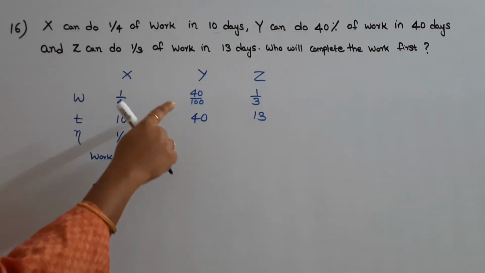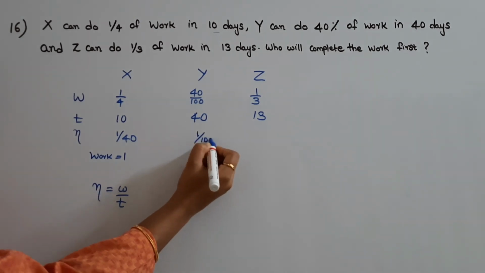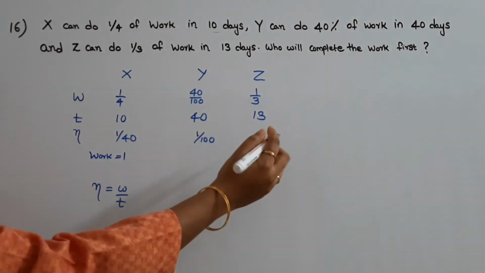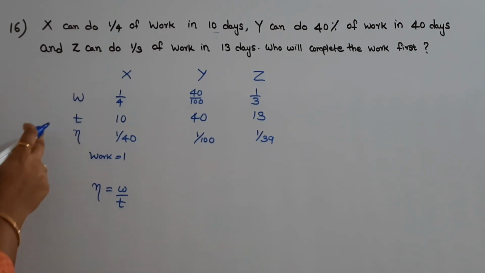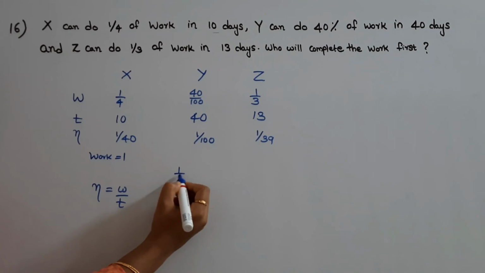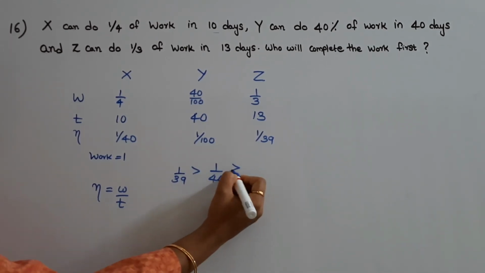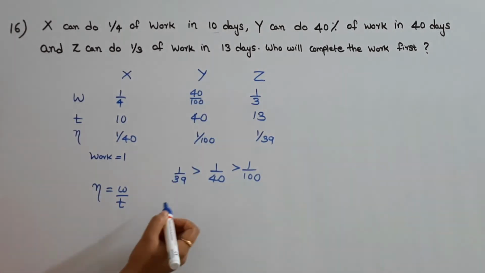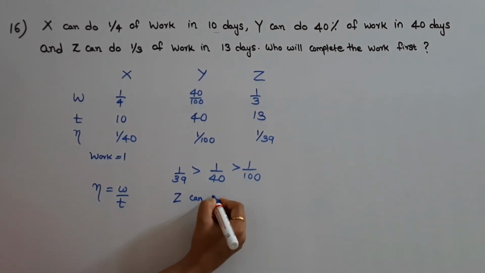Efficiency of Y will be 40 by 100 by 40, that is 1 by 100. Efficiency of Z will be 1 by 3 by 13, that is 1 by 39. So by having a close look at the efficiencies of X, Y and Z, we get that 1 by 39 is greater than 1 by 40, which is greater than 1 by 100. Hence, the efficiency of Z is the highest, which means Z can complete the work first.